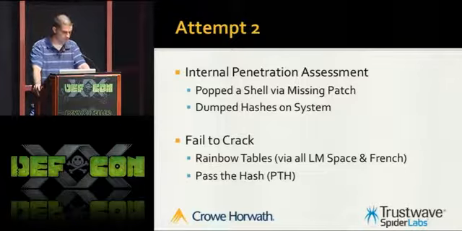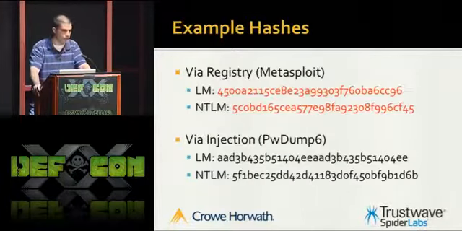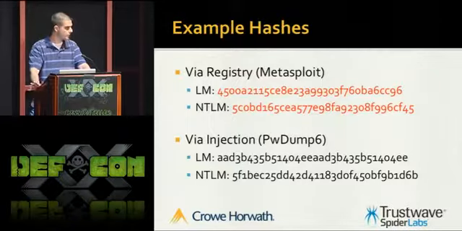So I figure I'm going to fight the good fight with AV, kill AV, and use my old standby, pwdump 6, and inject into memory and see what happens. Turns out I get completely different hashes. So as you can see, with the registry reading method with Metasploit, I get an LM hash. With injection, pwdump 6, that LM hash, AAD3B4, whatever, is just a blank hash. That's just representing blank, where it means no hash is there.